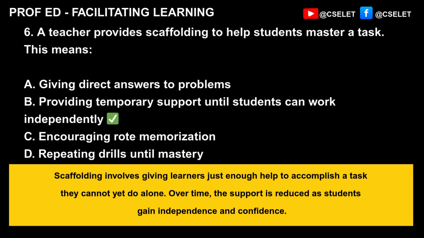Same thing with this question in number 6. So, yung scaffolding is just to support the students, but as soon as you reach the point where the student can do it on their own, you can detach yourself na from them, from the activity.